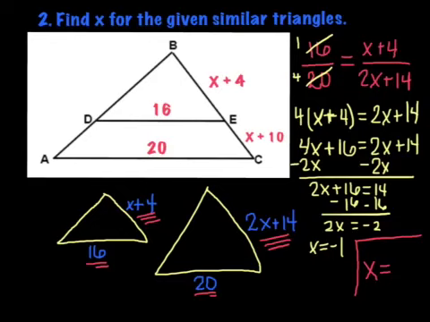So we can go ahead and plug in our value of x, which is -1. If you needed to know side lengths, like side BE, then you would just put in -1 and we would get -1 plus 4. So this length would be 3. Nothing's drawn to scale, of course, but we could still get the answers if we wanted.